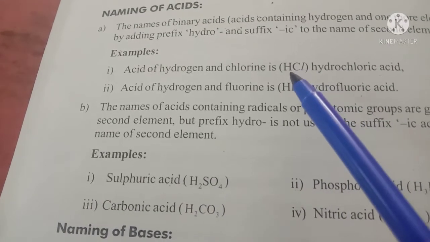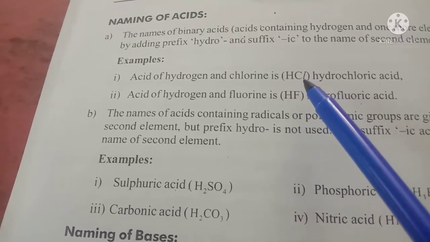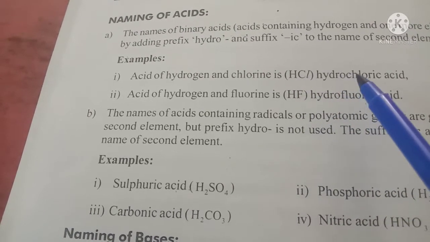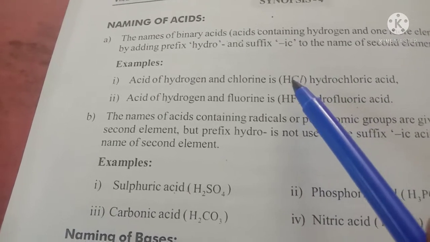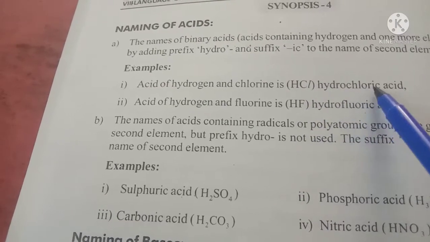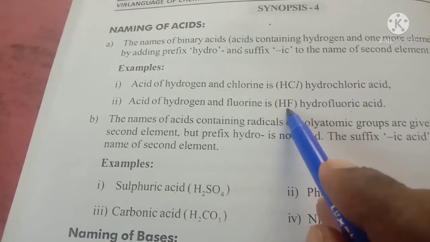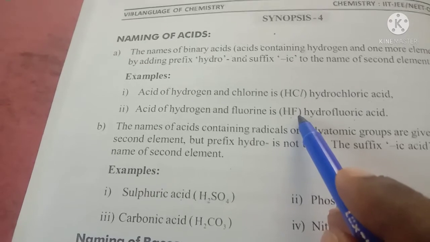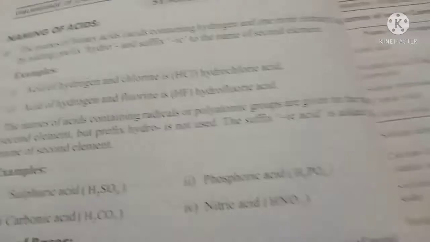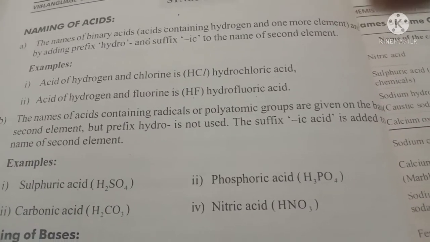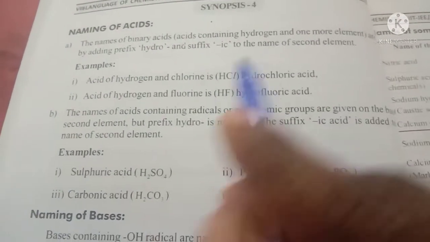Look at one thing here. H is there, Cl is there. H is the symbol of hydrogen, Cl is the symbol of chlorine. But what is the name given to it? Hydrochloric acid. From hydrogen, hydro is taken; from chlorine, chloric is taken. What about HF? H is the symbol of hydrogen, F is the symbol of fluorine. Now what is written here? Hydrofluoric acid.